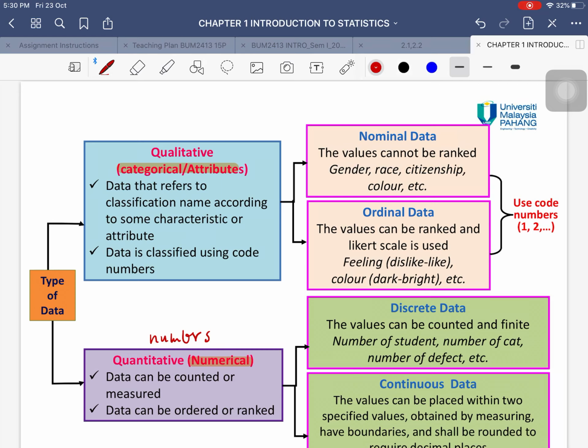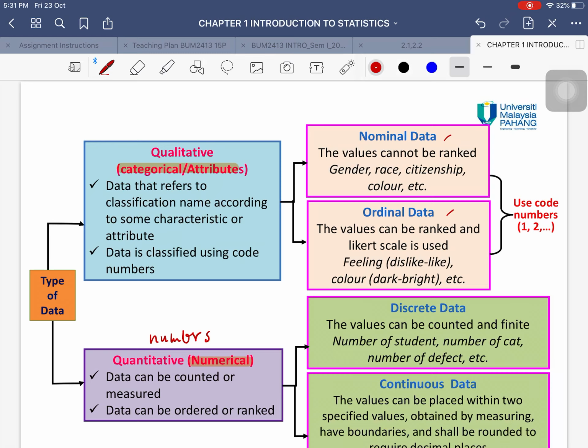Okay, so qualitative data can be divided into two groups. It could be nominal data and could also be ordinal data. So what is the difference between them? Nominal data is a qualitative value that cannot be ranked. There is no point in ranking them. For example, gender. We don't really rank gender, like male first, female first. No, this doesn't exist. Or we don't really rank race, like this race is number 1, this race is number 2.